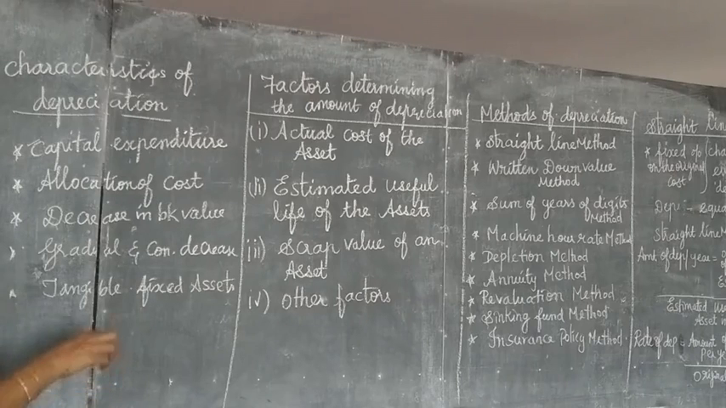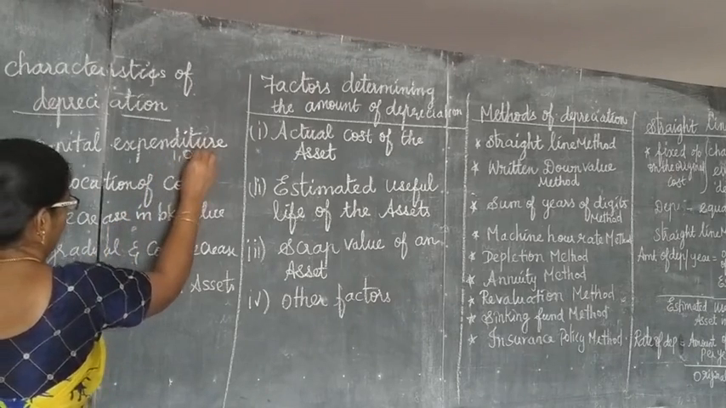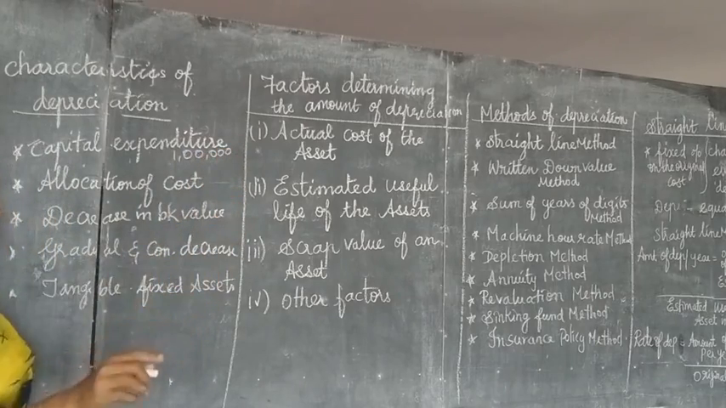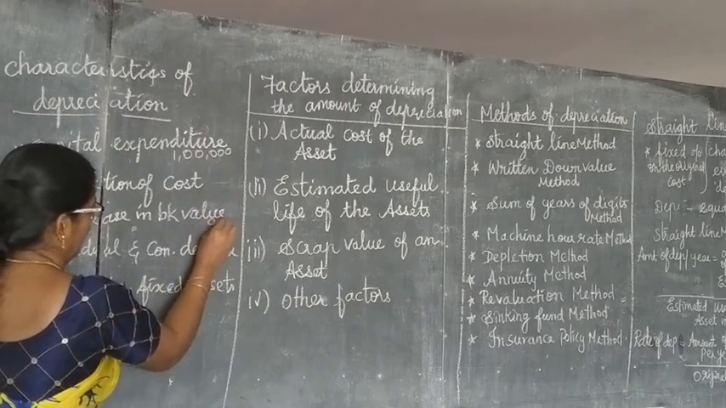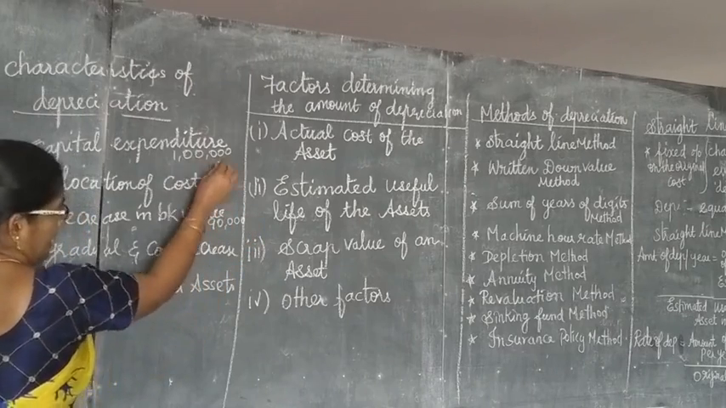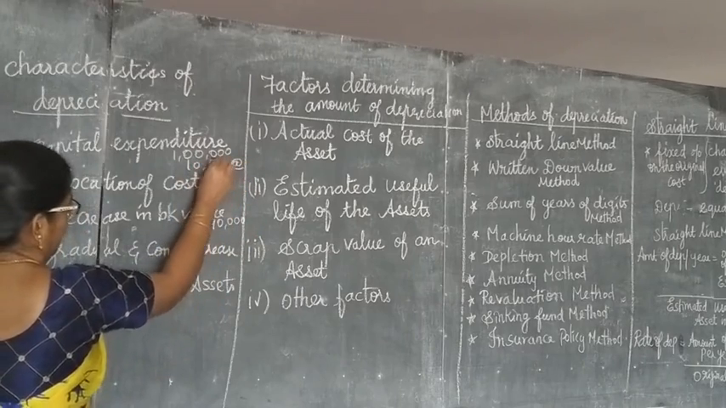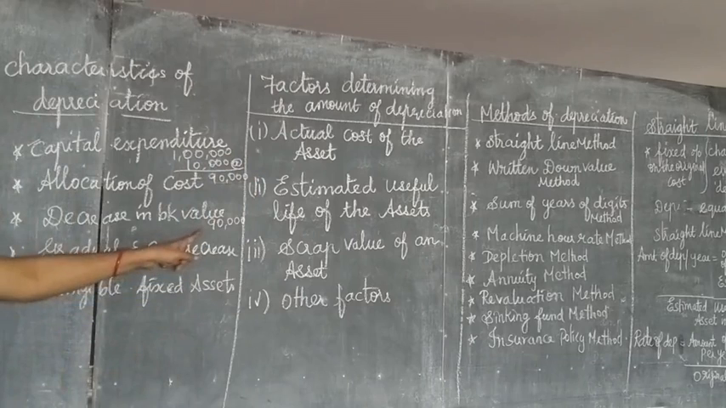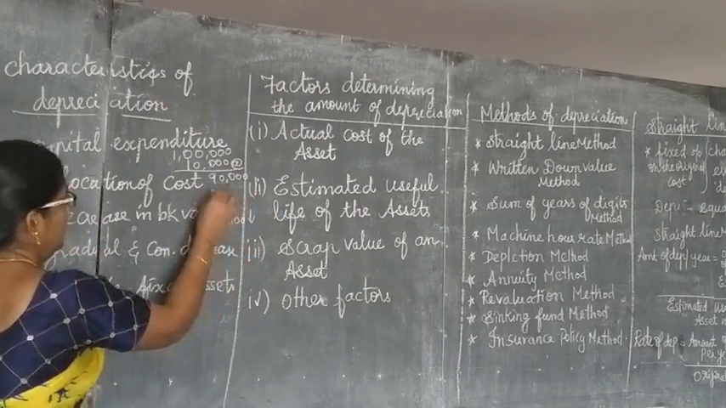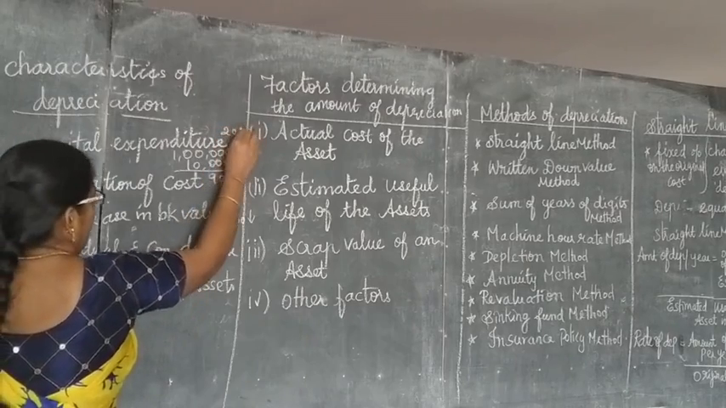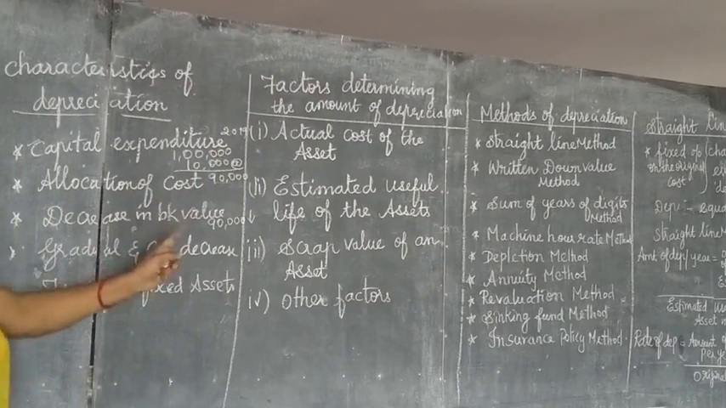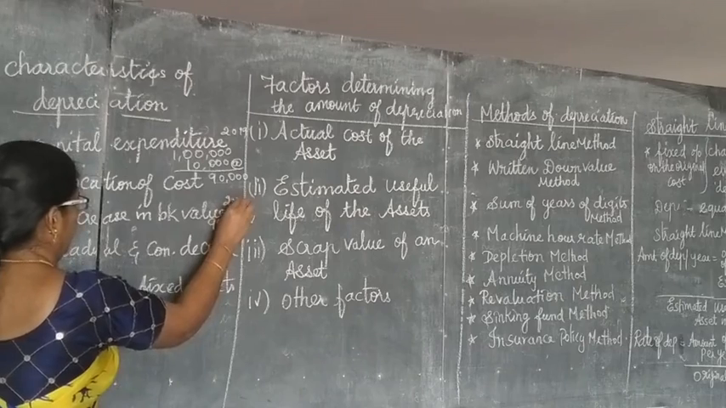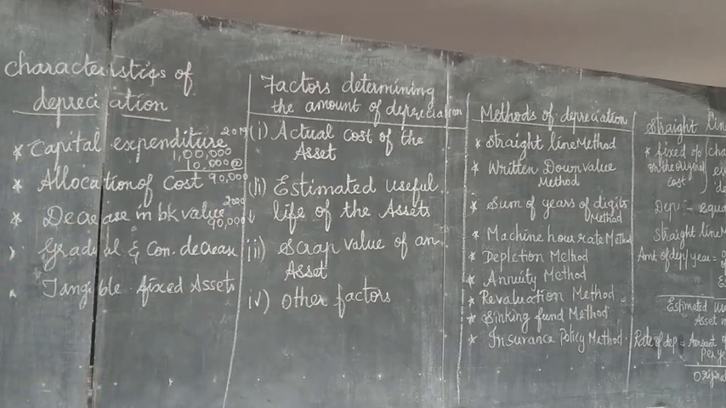For example, you have purchased machinery for rupees 1 lakh. After first year depreciation, the asset will become 90,000 rupees because this year we will provide 10% depreciation. 10,000 rupees means the asset will become 90,000. So it will decrease the book value of the asset. See, for example, in 2019 you have purchased the machine for 1 lakh. In 2020 the asset value will become 90,000. Are you clear? So it will reduce the book value of the asset, not the market value.